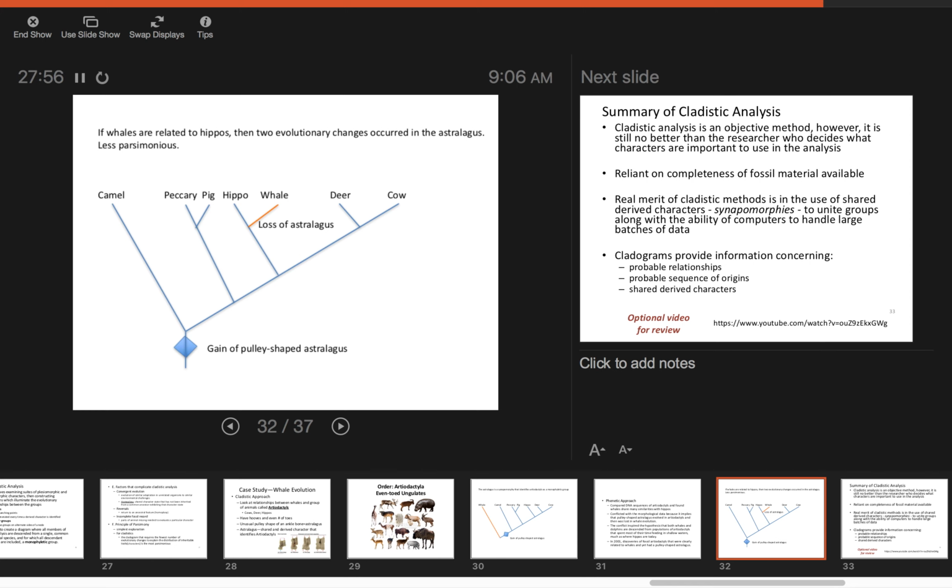Gain of the pulley-shaped bone, the astragalus, here. But then because whales shared so many similarities with hippos in their DNA sequences, the whales lost that pulley-shaped bone. So now this is where they're at. Now the first cladogram I showed you was parsimonious. This is the least way to show the data that you've been given. It's not considered the most parsimonious, but due to the data, DNA comparisons, this is the best way to show that.